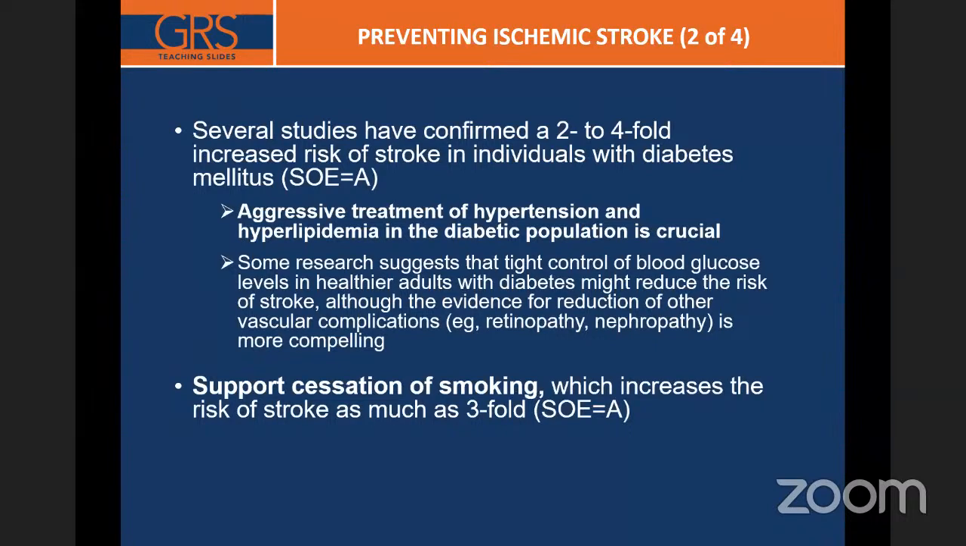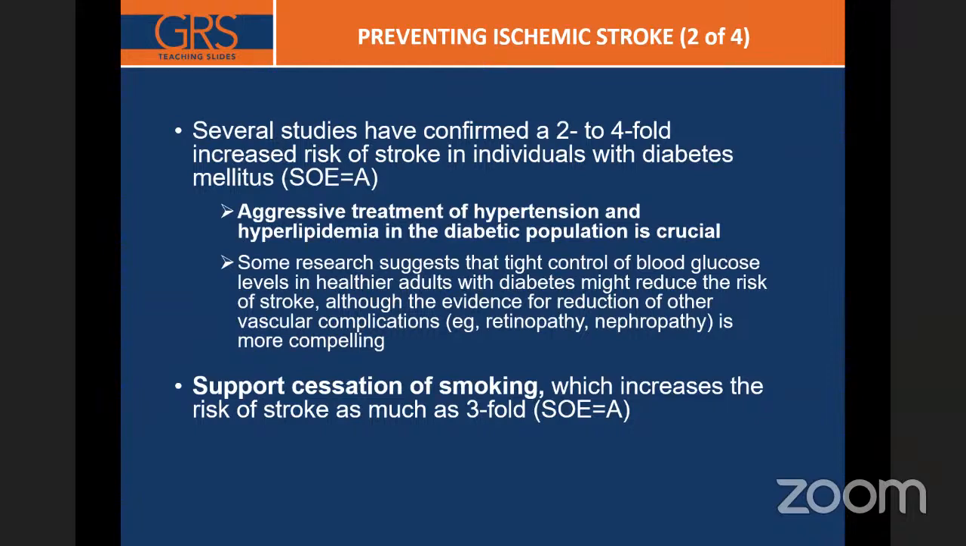Several studies have confirmed a 2 to 4-fold increased risk of stroke in individuals with diabetes mellitus. Aggressive treatment of hypertension and hyperlipidemia in the diabetic population is crucial. Some research suggests that tight control of blood glucose levels in healthier adults with diabetes might reduce the risk of stroke, although the evidence for reduction of other vascular complications, like microvascular complications like retinopathy and nephropathy, is more compelling.